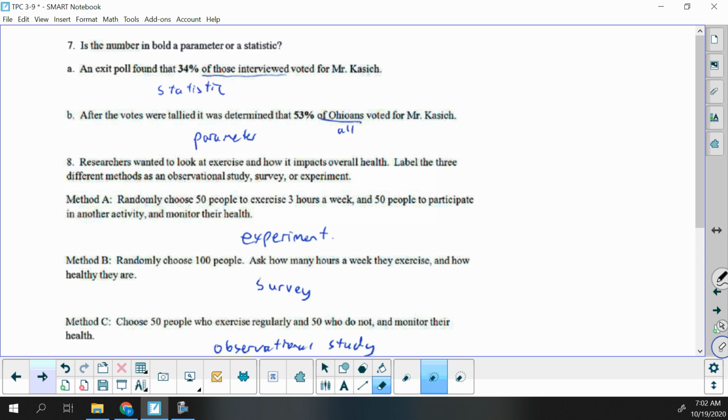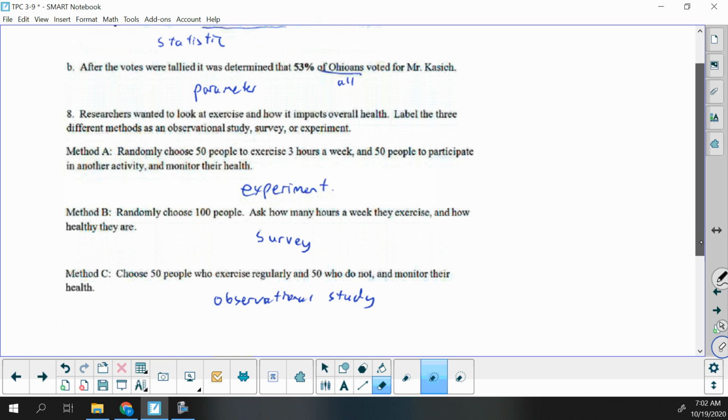In 8A, it's an experiment because they split them into random groups and they told the people to exercise 3 hours a week and then the other 50 to do something else. So they imposed the treatment on them. In B, they were asking questions. That's a survey. And in C, the reason it's an observational study is they just took people that were already doing that on their own. The researchers did not impose that treatment on them.